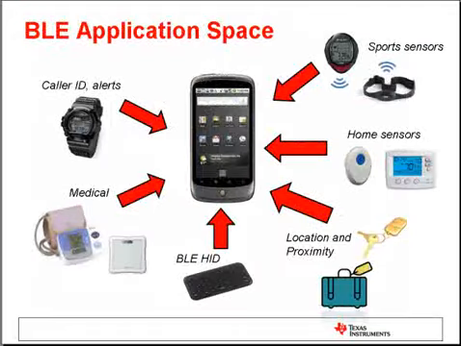Let's have a quick visual look into what the immediate BLE ecosystem could look like in the near future. In the center, you have a dual mode enabled low energy device, which is probably going to be a cell phone, tablet, or a laptop. Around it, you have all the sensor markets seamlessly connecting and transferring data. You have the sports sensors, the home sensors, location and proximity, BLE HID-based applications, medical, and call ID alerts. These are just some of the near-term ones, and more application usages are being defined as we speak.